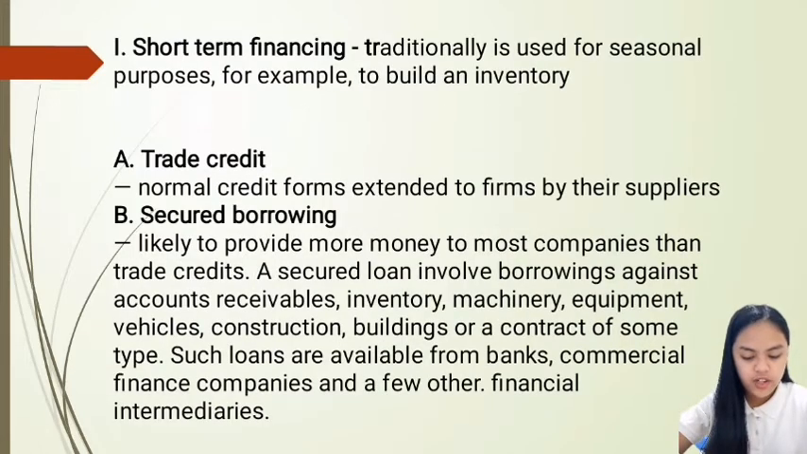So we have here the short-term financing, which is traditionally used for seasonal purposes, for example, to build an inventory. In short-term financing, we have here the trade credit. Trade credit is the normal credit form extended to firms by their suppliers. The second is secured borrowing, which is likely to provide more money to most companies than trade creditors.